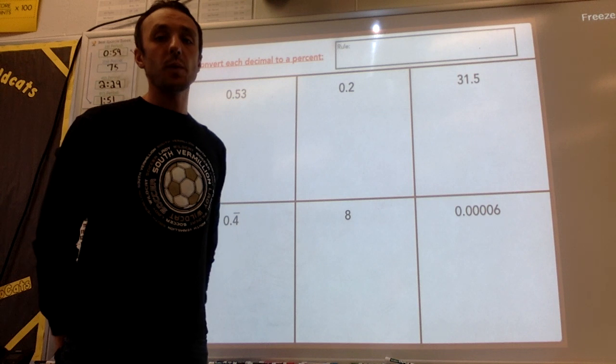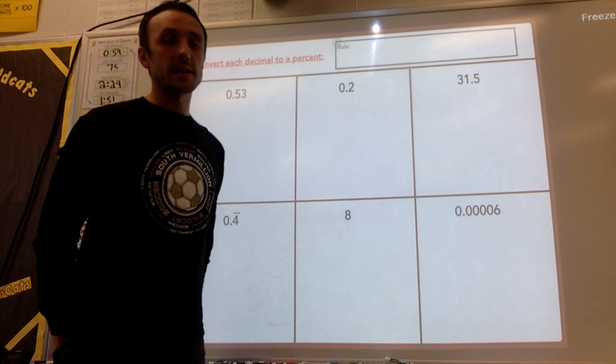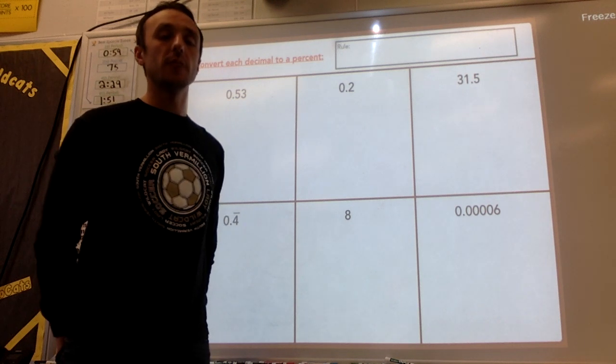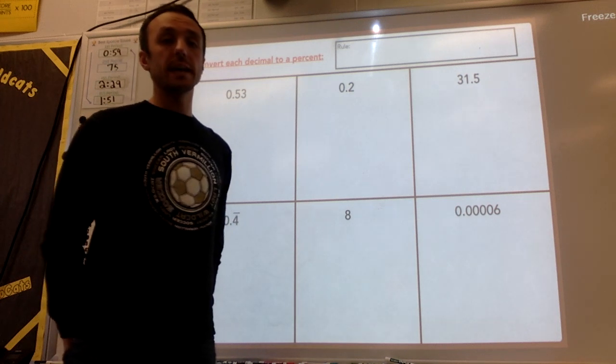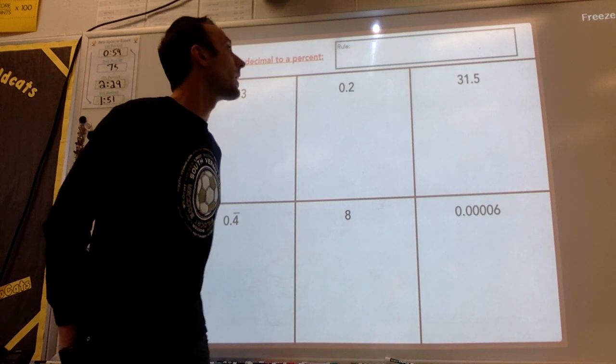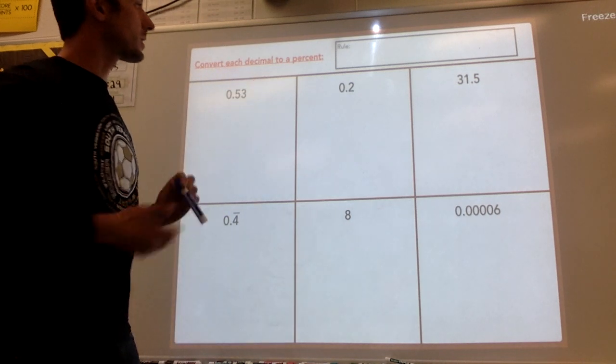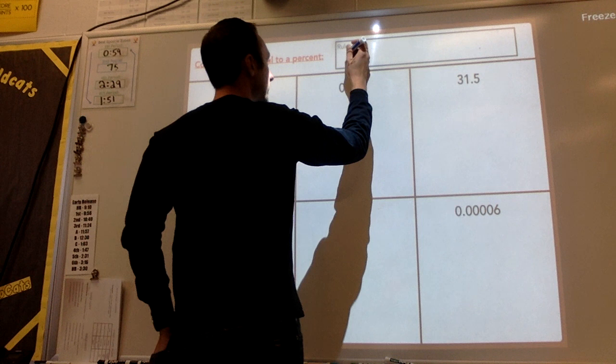Today, we are going to move on from adding, subtracting, multiplying, and dividing fractions into the world of converting between fractions, decimals, and percents. The first one we're going to work on today is converting from a decimal to a percent. To change a decimal into a percent, we just move the decimal 2 places to the right.